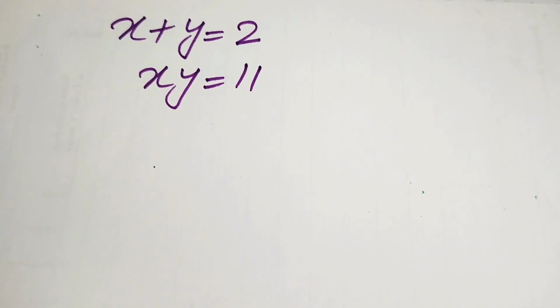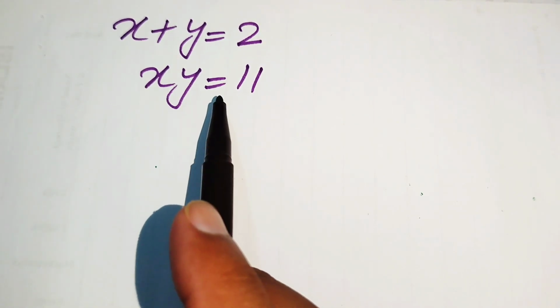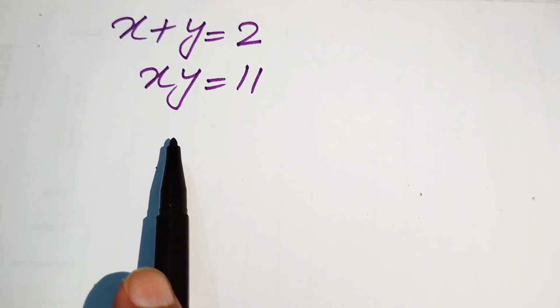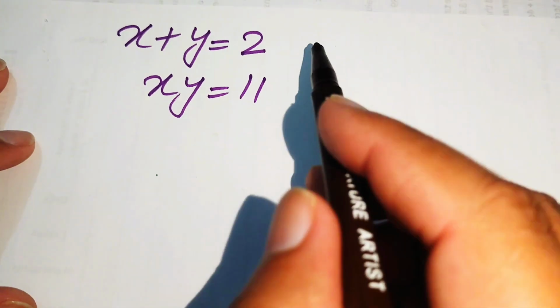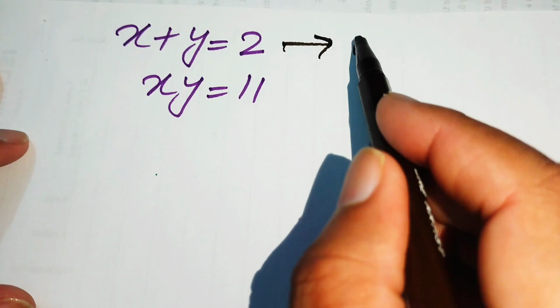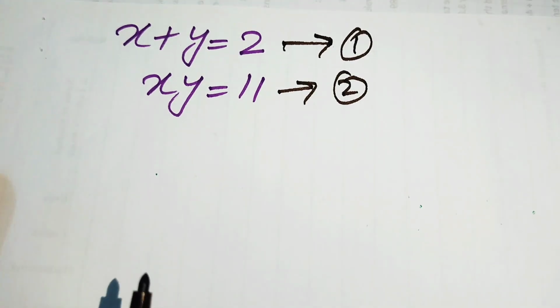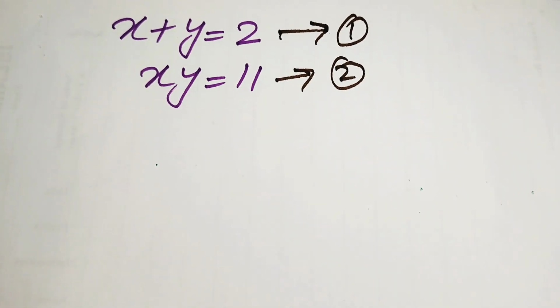Hello everyone, welcome to solve this math Olympiad algebra problem. Here we have x plus y equals 2 and xy equals 11, and we solve this problem for the values of x and y. First we call this equation number 1 and this equation number 2. Now we need to solve these two equations and get the values of x and y.